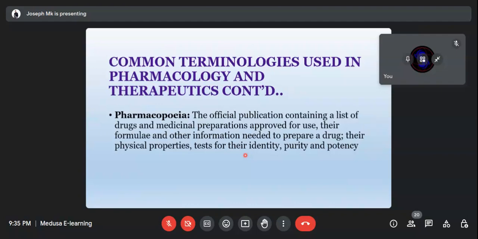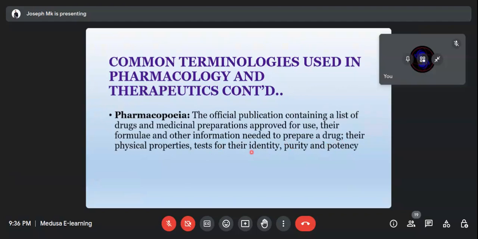But those things contain how you are going to use that drug, the side effects of that drug, the chemicals that they combined to manufacture that drug, and also the main ingredient of that drug. So that whole paper, that manual, is what we call pharmacopoeia. Pharmacopoeia is the official publication containing a list of drugs and medicinal preparations approved for use, their formula and other information needed to prepare a drug, their physical properties, and tests for their identity, purity, and potency.